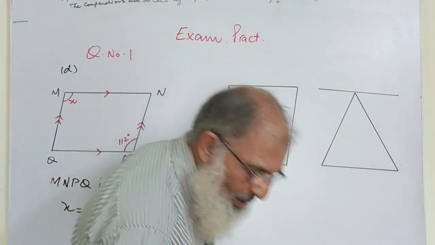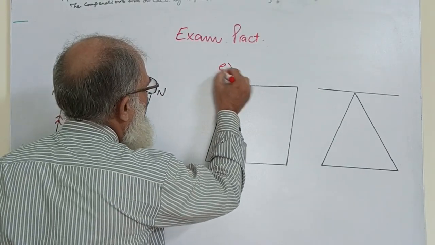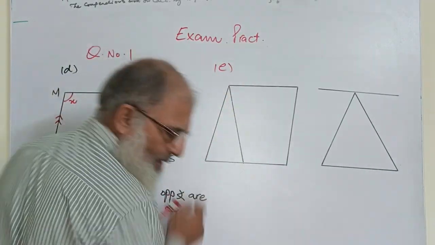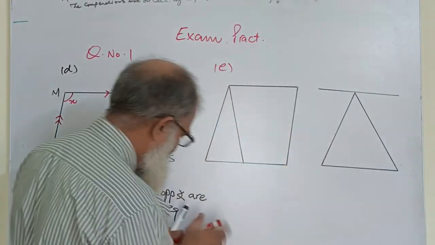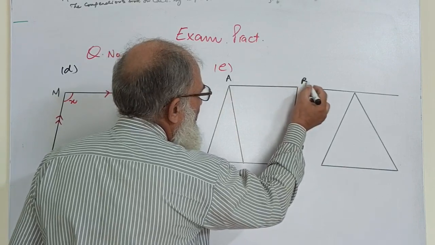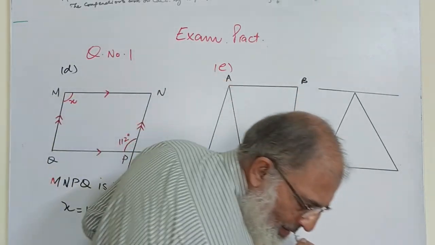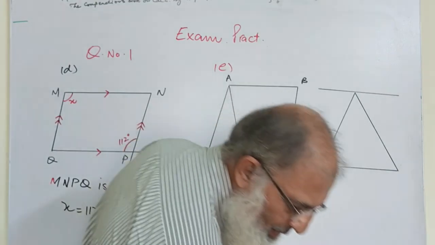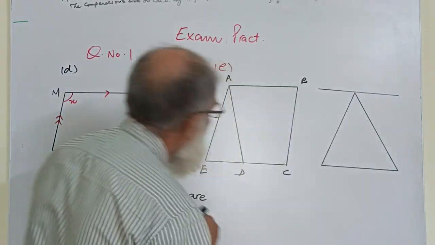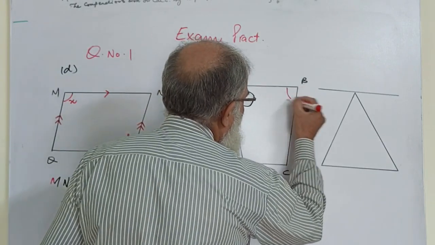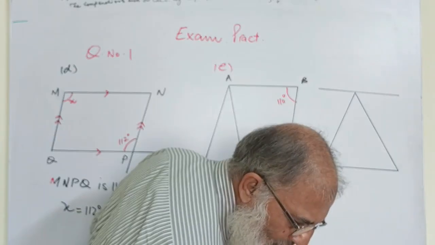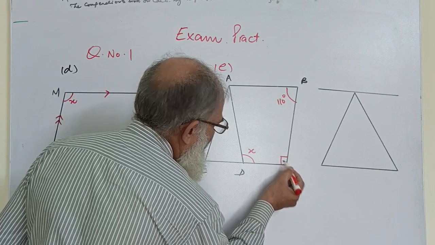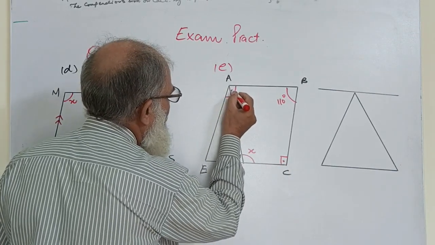Now this one, this is part E. Part E, what is given and what is asked over here is, now this angle, let me name them first. A, B, C, D and E. Angles are given. Now this angle is 110 degree. Which one is asked? This one is asked. This angle is asked, x. This is given as 90 degree and this angle also is given as 90 degree.